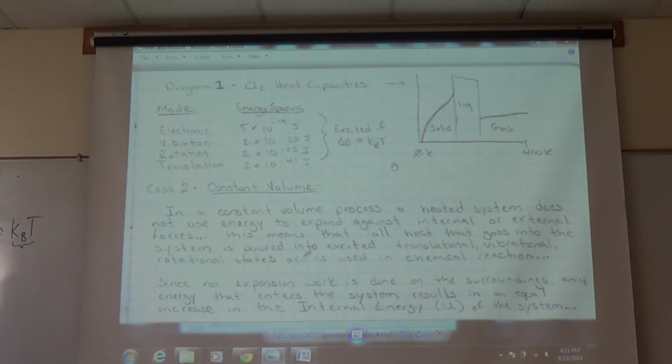Incidentally, I told you that we can't put energy into a state unless the difference between two states is on the order of kBT. And there's a little approximation of the different energies required to populate translational, rotational, vibrational, and electronic states. You see that the translational states are really low in energy. They're on the order of 10 to the negative 41 joules. And so translational states in matter begin being populated right away. Rotational states, if they're available, are on the order of 10 to the negative 23 joules.